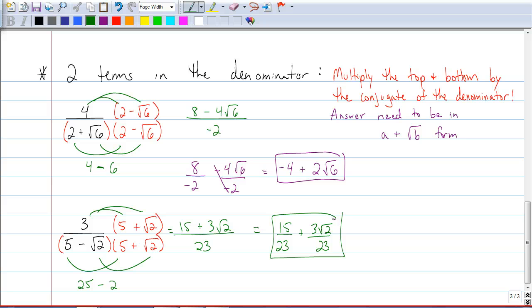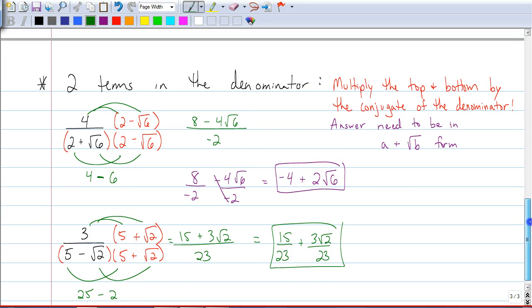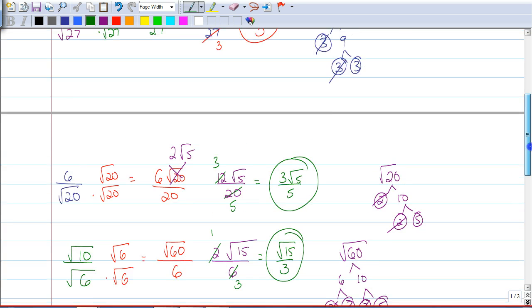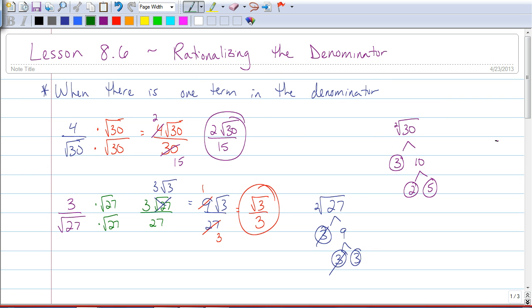So hopefully you have an understanding of how to do some of these problems when we're dealing with two terms in the denominator. Don't forget what we did here with one term in the denominator. So with that, I'll let you work on your assignments, so good luck.